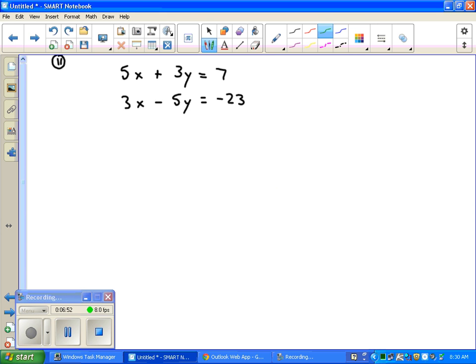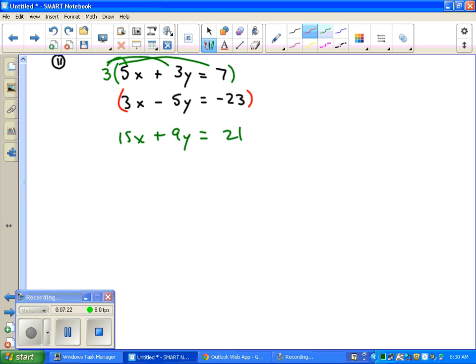Number 11 says solve the system of equations. You have to change one of these, or both of them, to where they match each other. 5 and 3, the smallest one they go into is 15. So if we multiply this one times 3, 3 times 5x will be 15x. 3 times 3y is plus 9y. And 3 times 7 is 21. You can do the same thing with the second equation, but it already has -5y, so it'll give us that opposite term.